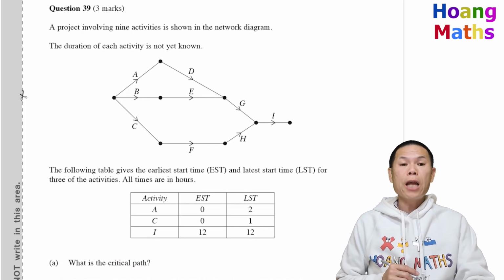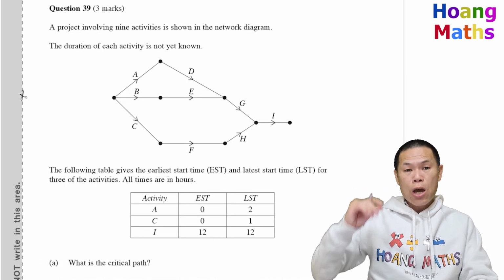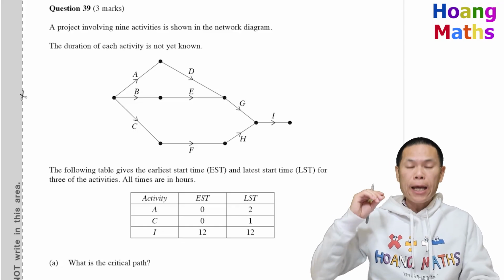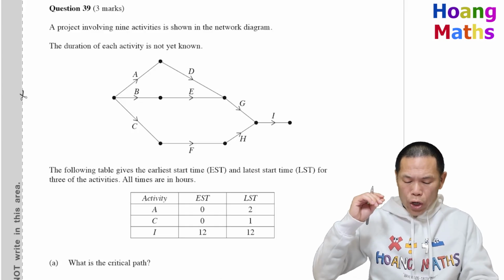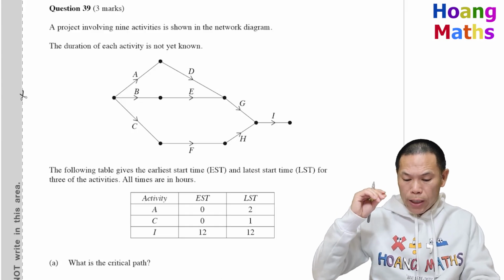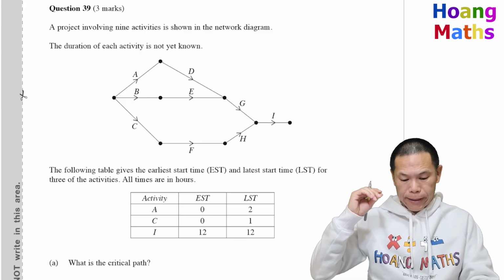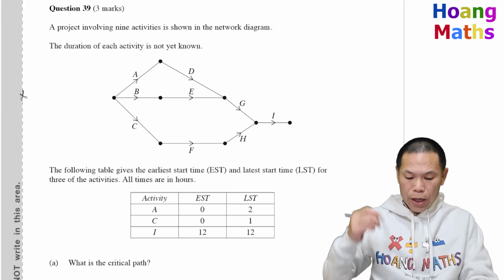Question number 39. To work out the critical path for this activity, of course, we do need to know the early and later starting time for each activity. At the moment, we only know early and later starting time for activity A, C, and I. So let me just build it up first. I do what I know for now.